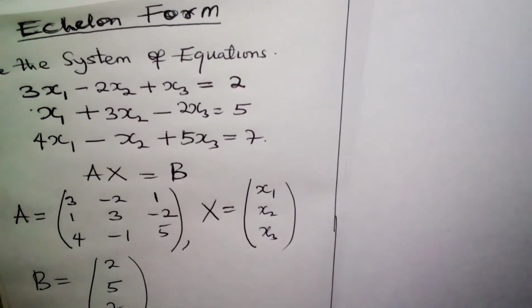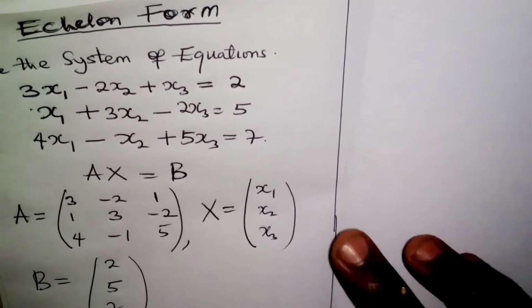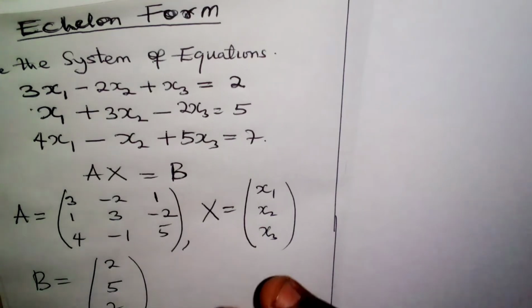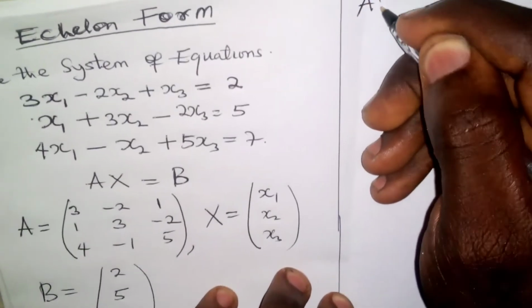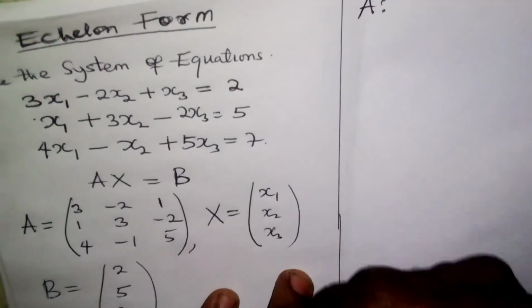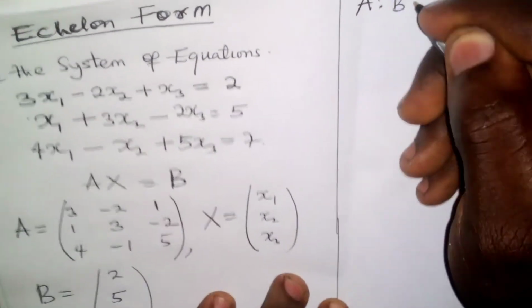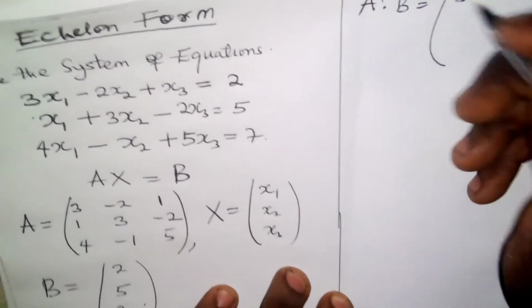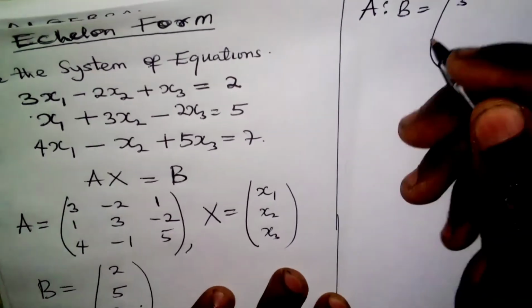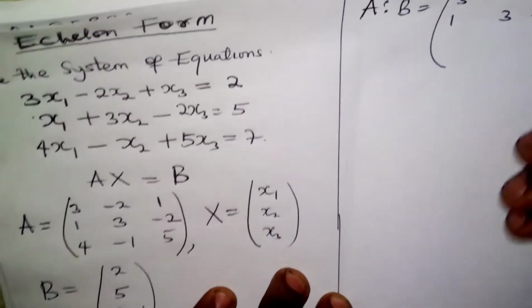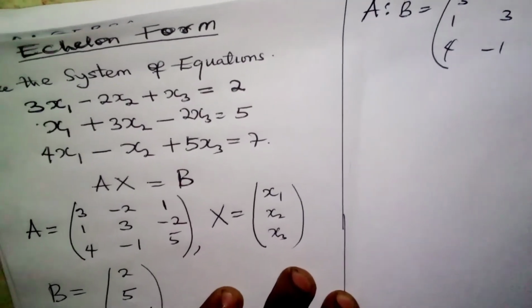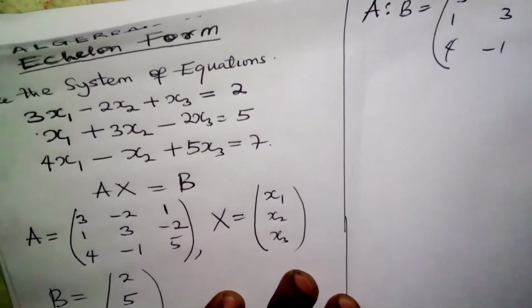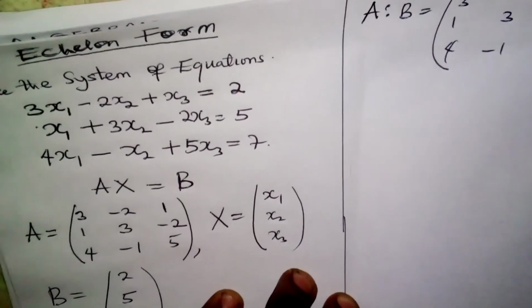Take note of that. Now with this, to use the echelon form to solve this problem, we use what we call the augmented matrix. The augmented matrix is you combining the coefficient matrix and the constant on the right hand side, which will give us 3, minus 2, 1, 1, 3, minus 2, 4, minus 1, 5. Then you add the right hand side, which is 2, 5, 7.